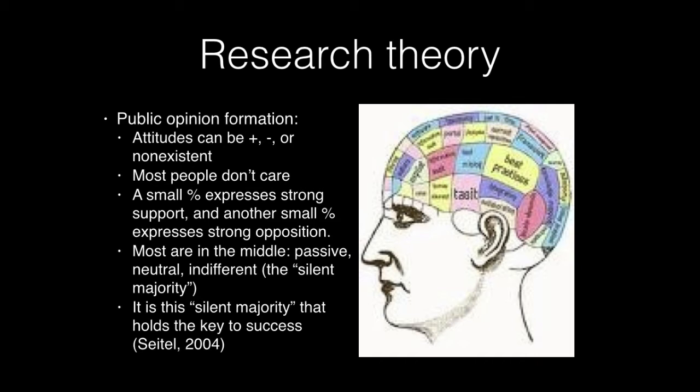Attitudes can be positive, negative, or non-existent. Studies show that for any one issue, most people don't care much one way or the other. A small percentage expresses strong support, and another small percentage expresses strong opposition. The vast majority is smack in the middle, passive, neutral, and indifferent, and they're often referred to as the silent majority. It is this silent majority that holds the key to success, as they are the group most easily influenced by a communicator's message.